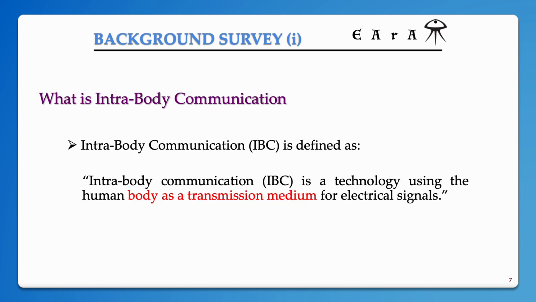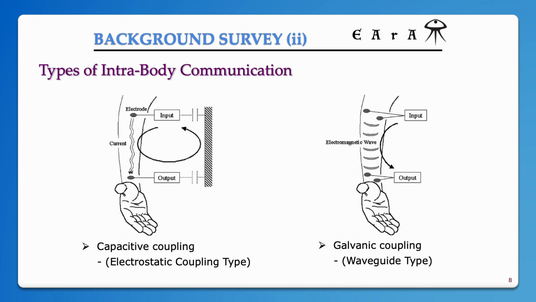So what is intra-body communication? Intra-body communication is a technology using the human body as a transmission medium for electrical signal. The types of intra-body communication can be divided into two parts. First, we call it capacitive coupling, which uses the electrostatic coupling type, and another method is galvanic coupling, which utilizes the waveguide type.